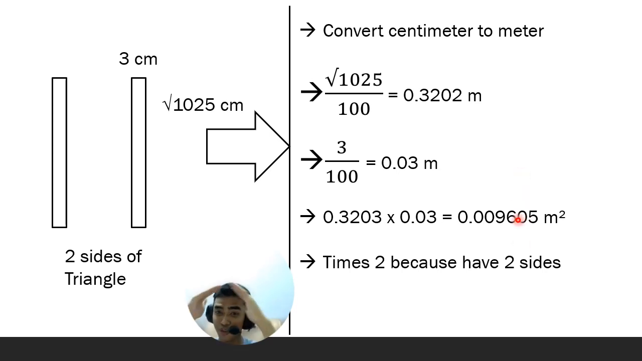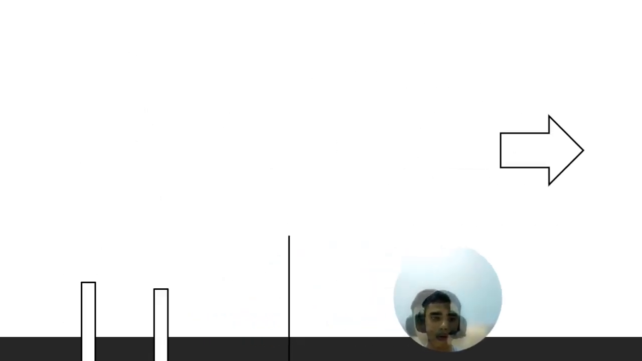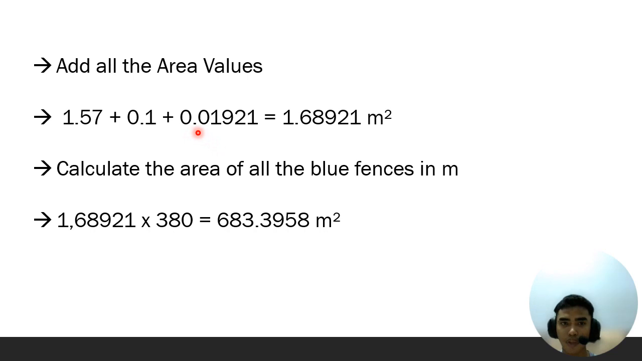This is the first side, and there are two sides, so we multiply by 2. After that, we get 0.01921. I'm sorry that I didn't put it in the previous slide. So if we add all the areas from the rectangle front and back, and also the sides of the triangles, we get 1.57 plus 0.1 plus 0.01921. We get 1.68921 meters squared. So that is for one blue fence.